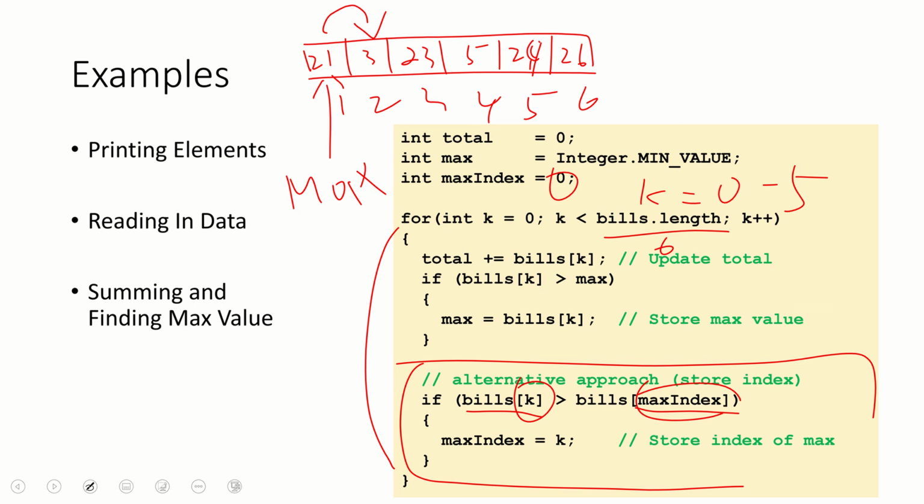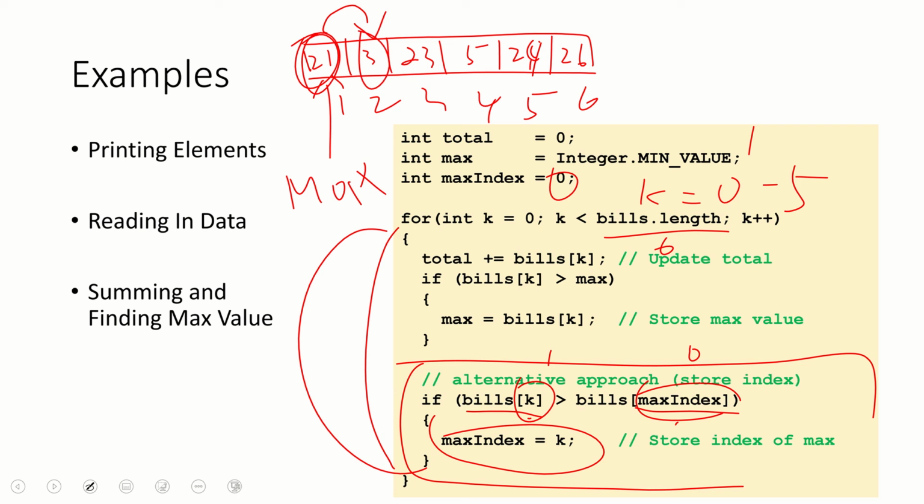So first we go to 0. Index 0 is 21. 21 with 21, so it's equal, right? We don't have to do anything. So it will go back and change to 1. At this point, index 1 with index 0, right? Index 0 is 21. Index 1 is 3. Obviously, this returns false. You don't have to do anything. You're just increasing, which is 2.